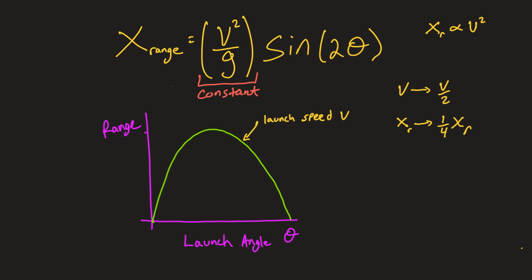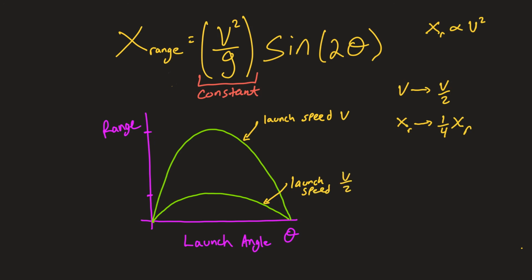here on the graph. This would be somewhere around there, maybe 1/4 of the other one's horizontal range, and a plot would look something like this as we varied the angle. Cool, so this one is a launch speed of v over 2.